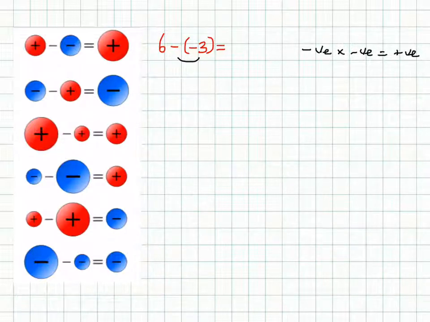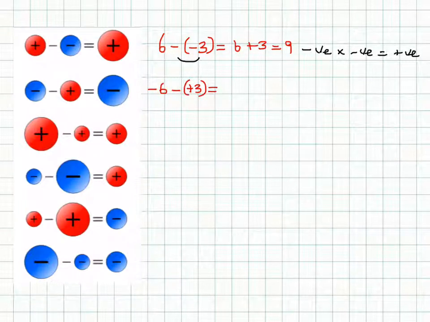Okay, so we're going to put the rules down as we go along. So here we have it. These two here are multiplying, a negative, so it gets positive. So therefore, that tells me now that I'm going to get 6 add 3, which is equal to 9. All right, let's have a go at another one.